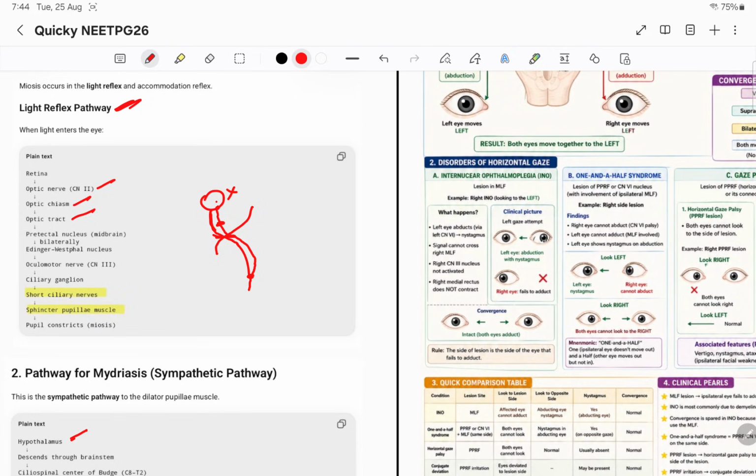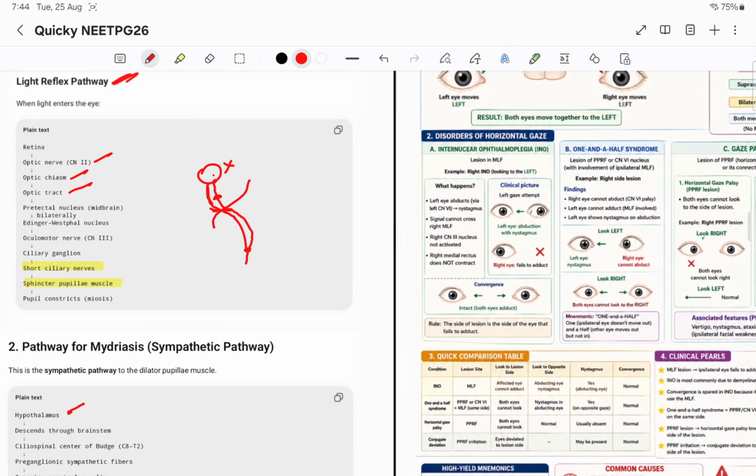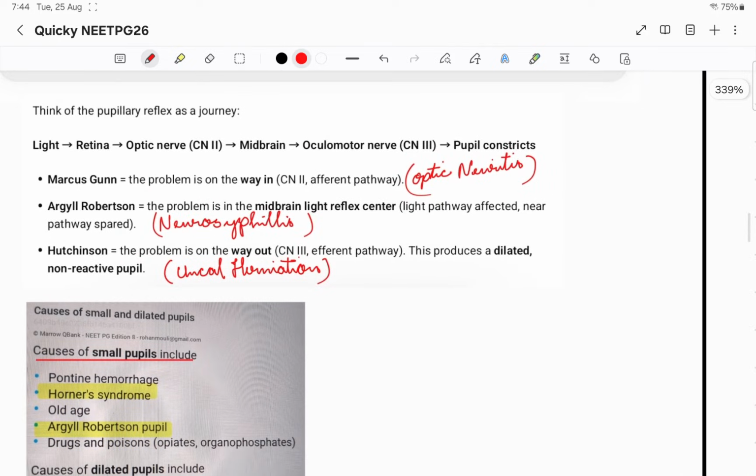So for example, if the optic nerve is affected, the optic nerve is what carries the signal towards the Edinger-Westphal nucleus, right? So when the optic nerve is defective, there might be pupillary reflex issues, and even if the oculomotor nerve is defective, there might be pupillary reflex issues. We'll see that. Then, coming to some important features with respect to certain diseases in the pupillary reflex: Marcus Gunn pupil, Argyll Robertson pupil, and Hutchinson pupil. We had already discussed this in those chapters.